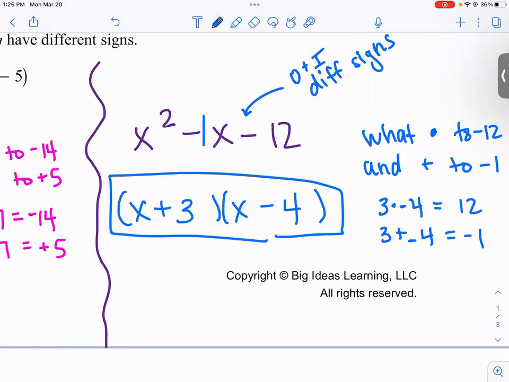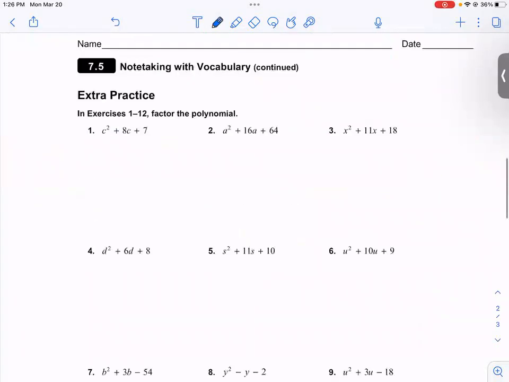Hey, guess what? As long as you check yourself, you can guess and check. Think to yourself, what's -3 plus 4? That would be a positive one. I better put the negative with the other guy. Check yourself.